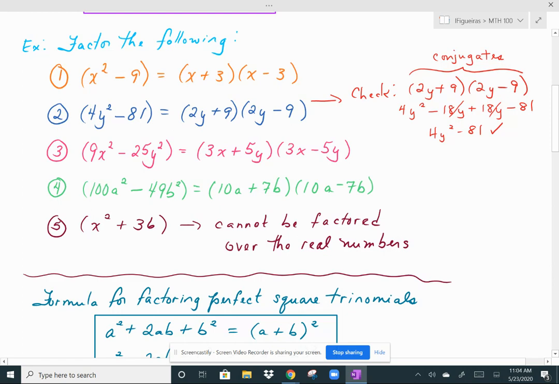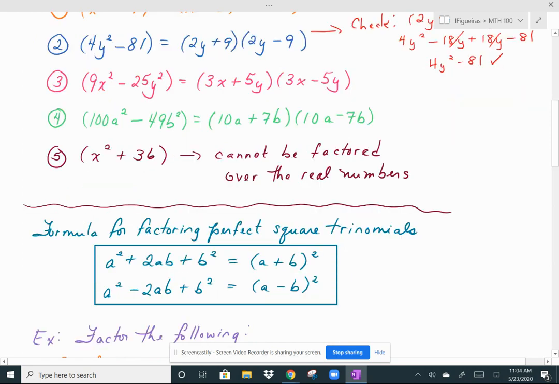Okay, and then here's our last example. What's different about this one is that I have a sum, not a difference. So x squared and 36 are both perfect squares, but when you have a sum of perfect squares, those cannot be factored over the real numbers. So this is non-factorable over the real numbers. You might get some homework that looks like that.